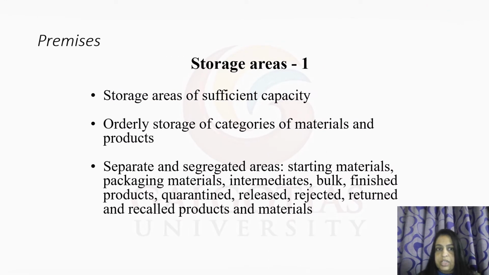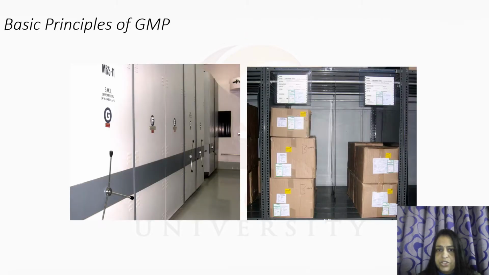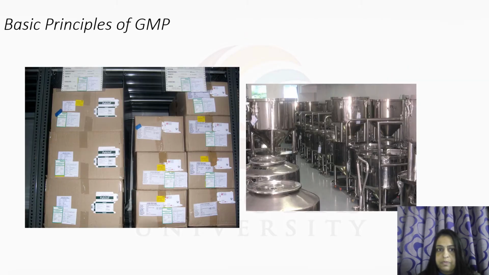Storage area 1. Storage areas of sufficient capacity should be there, with orderly storage of categories of materials and products. There should be separate and segregated areas for starting materials, packaging materials, intermediate, bulk, and finished product, and for quarantine, released, rejected, returned, and recalled products and materials.